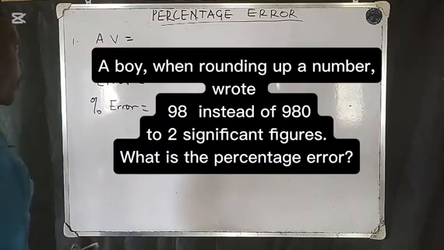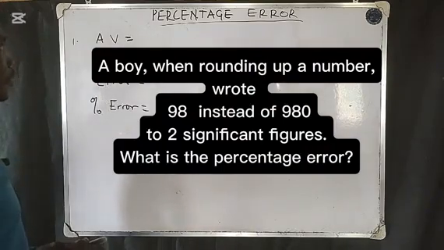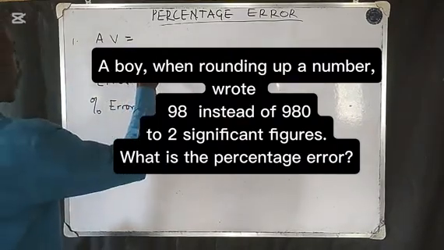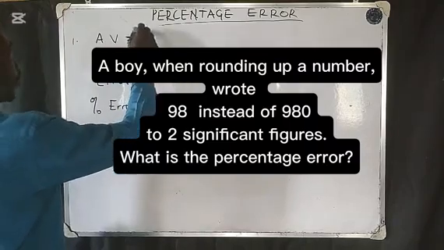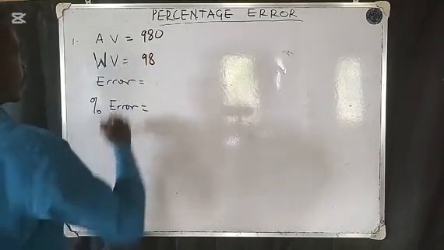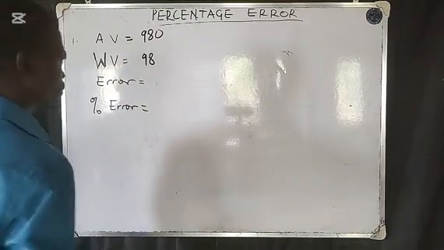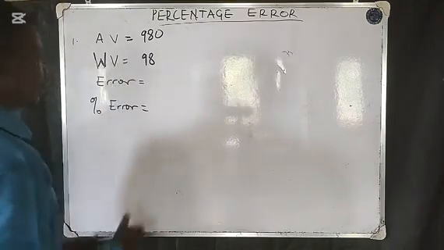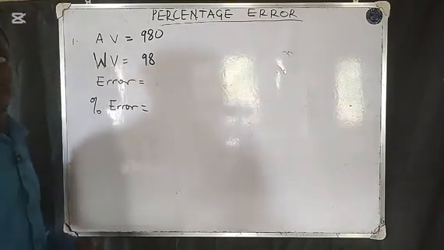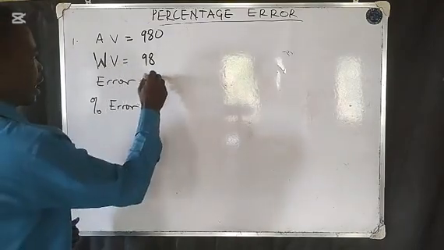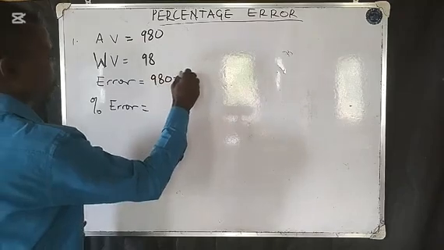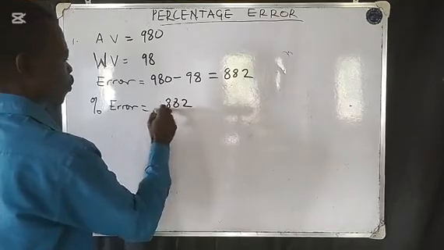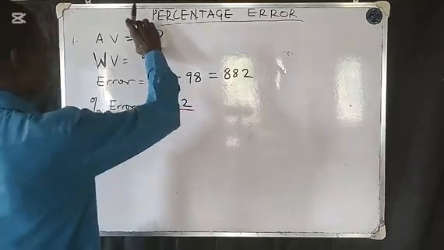A boy wants to round up a number. The boy wrote 98 when he was rounding up a number instead of writing 980. So what now happened? They're asking what is the percentage error. First of all, let's find the error. The bigger one minus the smaller one, right? 980 minus 98. What is the error now? 882. What is the actual? That is your denominator.